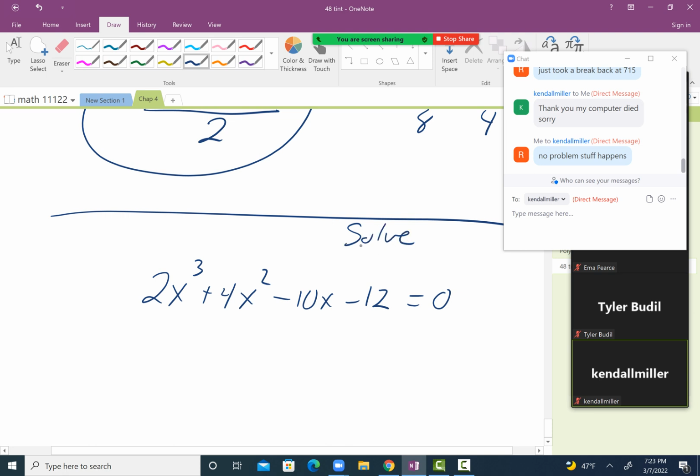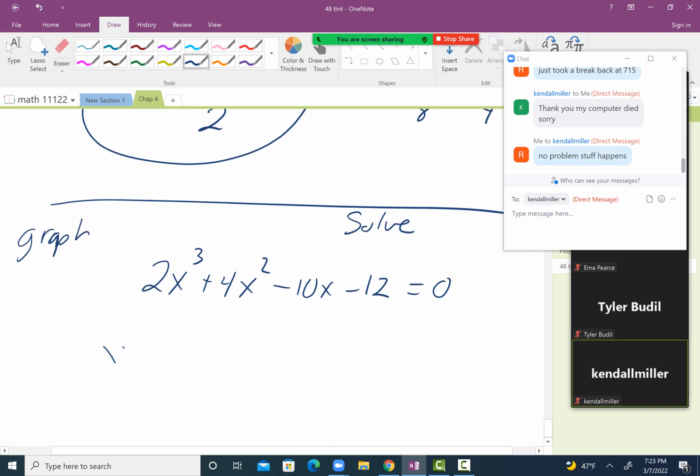So here's how we do that. First thing you do is you graph it, all right? Because you could graph it and find those x-intercepts. So let's go find the x-intercepts, and let me know what you come up with.